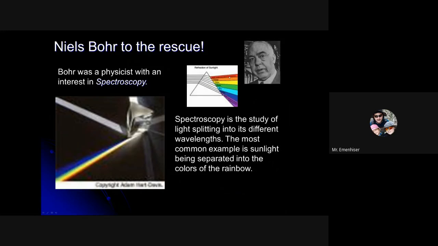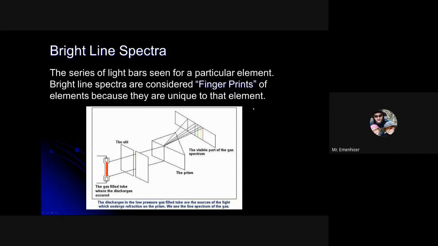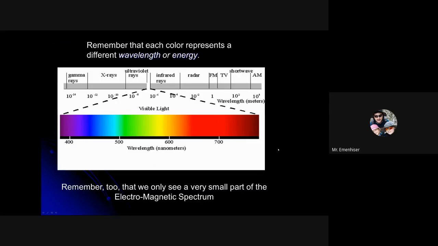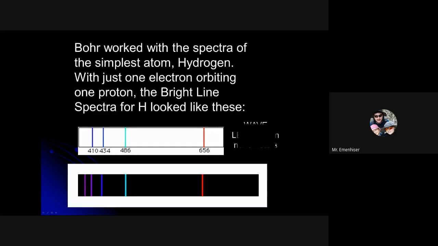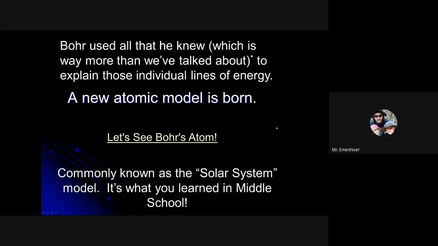So yeah, light will split into different colors of the rainbow, and each is a different wavelength or a different frequency. Okay, and he studied this, and he determined that each element has its own unique fingerprint, all right, called the bright line spectra. So he just studied how light interacts with atoms and was able to prove that electrons are orbiting the atom much like planets orbit the sun.